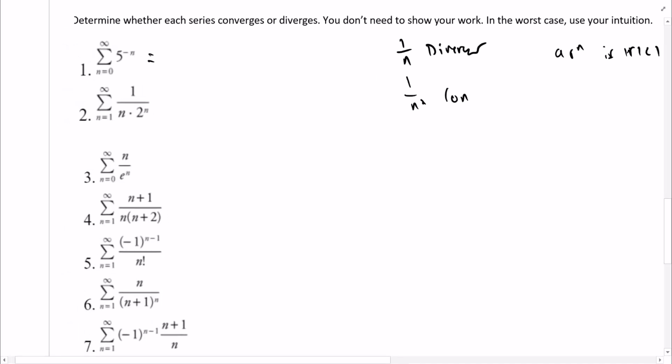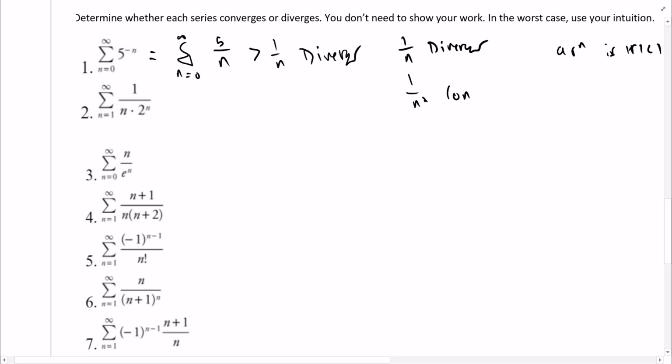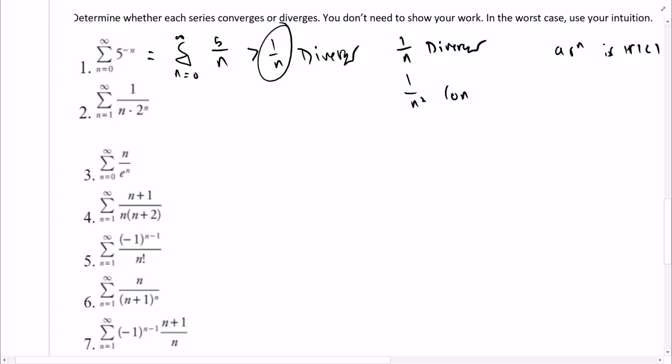So rewriting this, since it has a negative exponent, we could write 5 over n. 5 over n is bigger than 1 over n, right? So this one diverges. It's bigger than the harmonic series, so it diverges. You don't need to show your work. You're just trying to do it based on intuition and knowing. The direct comparison test is good for intuition, it's just hard to show sometimes.